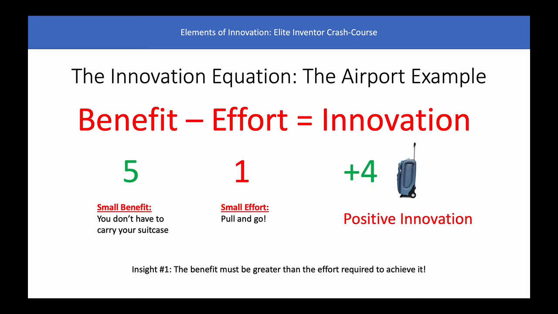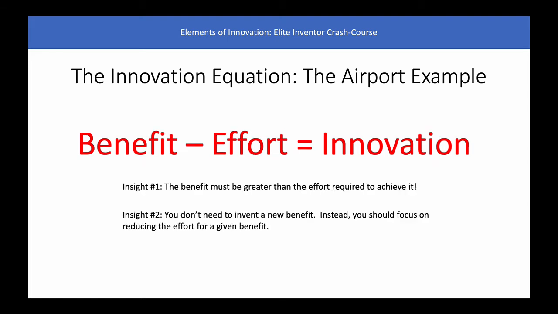Let's look at the winner. The benefit is still the same, still a 5. Same benefit, same number. But the effort is significantly reduced, a 1, let's say. As a result, you have a positive innovation. The benefit is indeed greater than the effort required to achieve it, and therefore you have a successful innovation. That is the innovation equation.